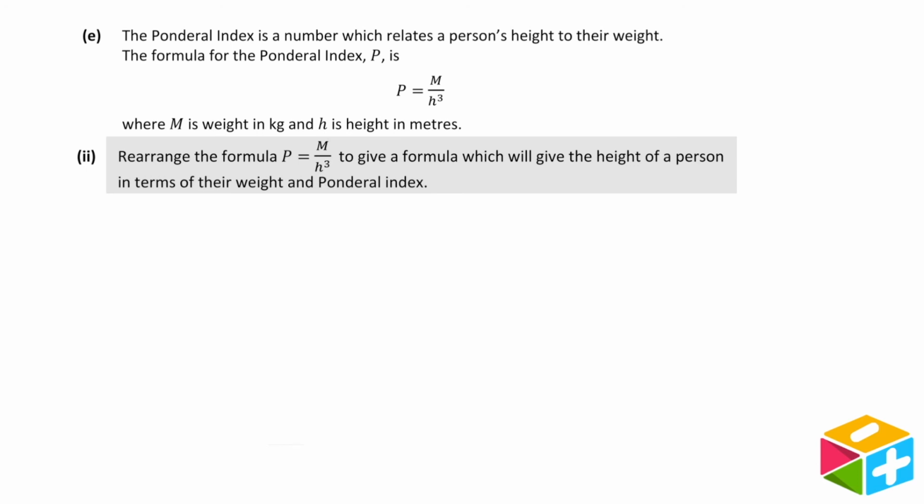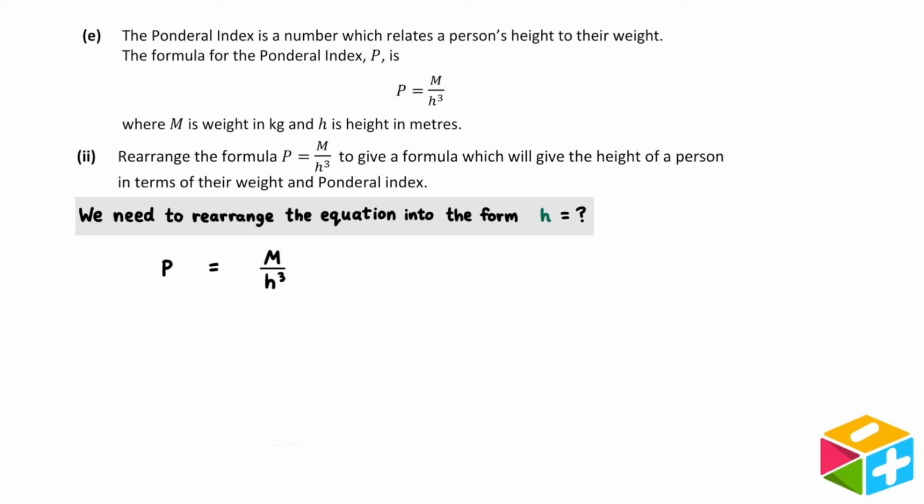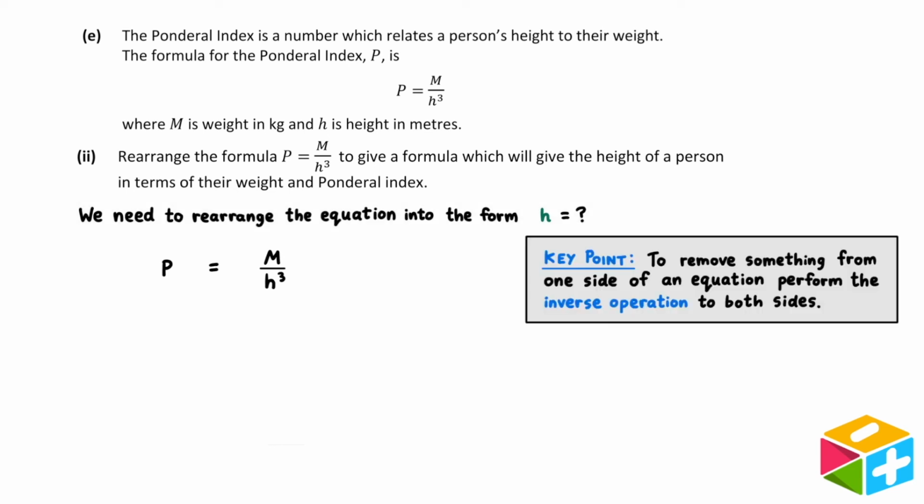In the next part of the question, we must rearrange the formula, p is equal to m over h to the power of 3, to give a formula which will give the height of a person in terms of their weight and ponderal index. In our formula, h represents the height. In other words, we need to rearrange the equation into the form h is equal to something. The key point to keep in mind when rearranging equations is the following. To remove something from one side of the equation, perform the inverse operation to both sides.